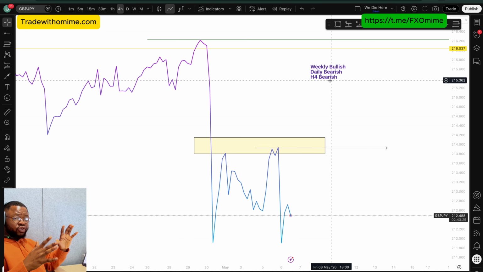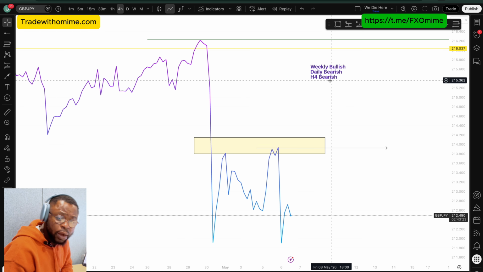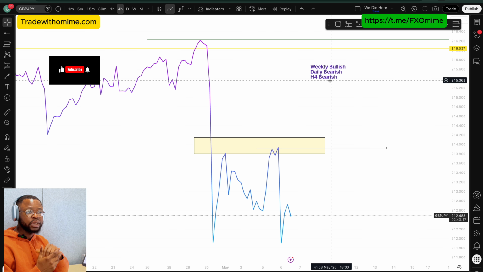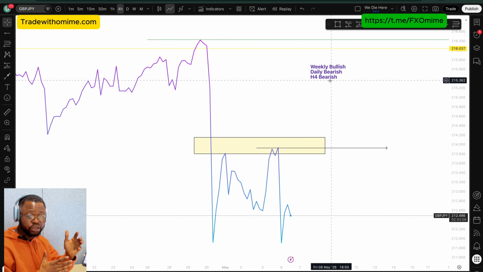So as a trader, all I need is two time frames. When two time frames are aligning, it basically means if the weekly time frame and the daily time frame are bullish, I'm bullish. If the weekly time frame and the 4 hour time frame are bullish, I'm bullish. If the daily time frame and the 4 hour time frame are bearish and the weekly is bullish, I am bearish. I need two time frames in my favor.